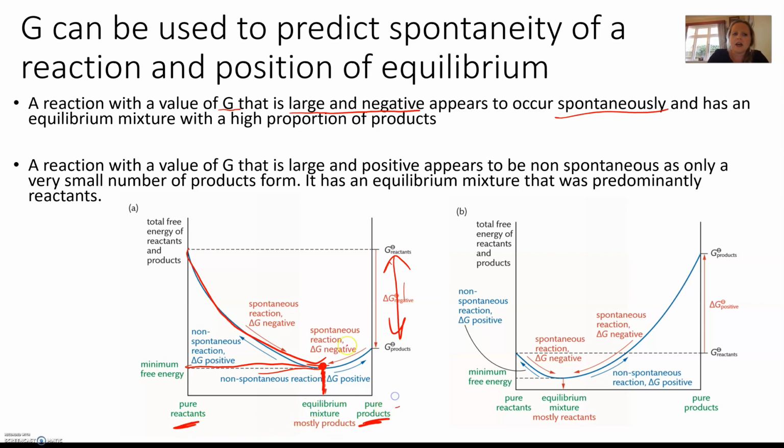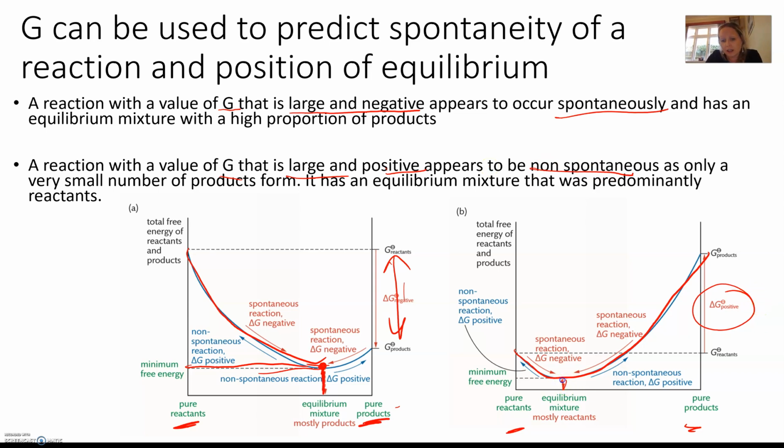Okay? Now the other way is, this is a different graph that you haven't seen. This is showing a positive G. So you can see here's your curve like so. Okay? And you can see that going up this way from reactants to products is non-spontaneous because it's a positive G. And this value of G is large and positive. It's non-spontaneous, which we previously know, okay?